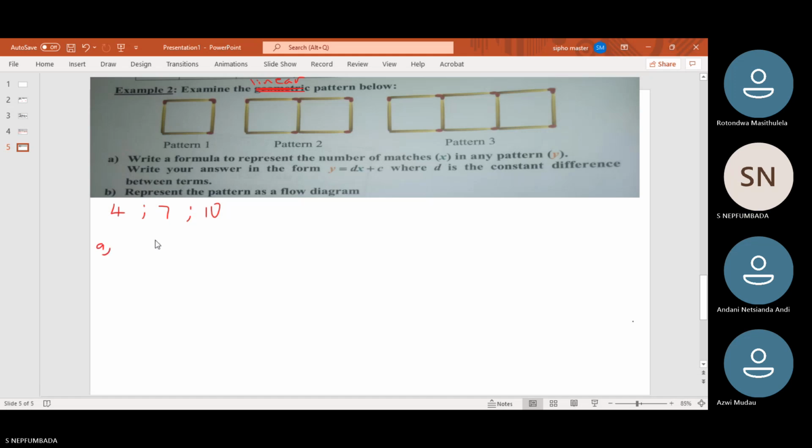Now, they say write a formula to represent the following. We know that this is 3, this is 3. Why is it 3? Remember, d, the difference, is given by T2, the second term, minus the first term. What is the second term? 7. First term is 4. Then we get 3.